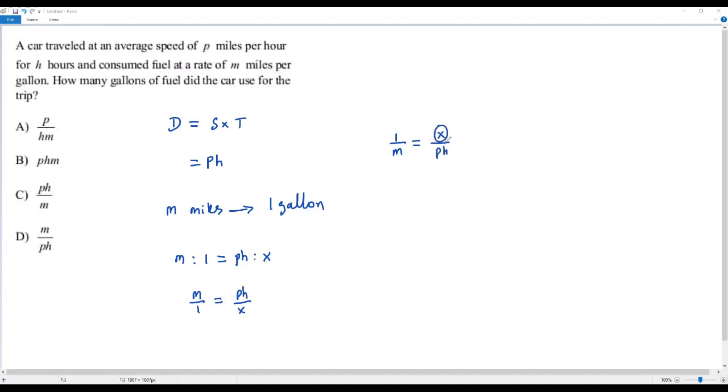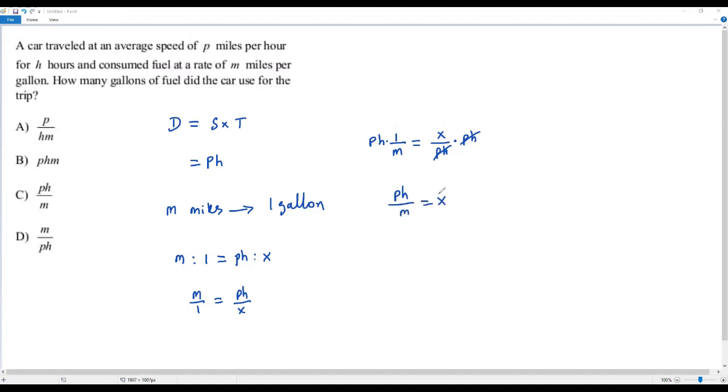Since we have to solve for X, we have to get rid of this denominator. For that we have to multiply both sides of this equation by PH. When I do so, this PH will cancel out. Okay, here we can multiply this fraction by this PH. That is, we have to multiply PH and the numerator 1 over here. PH times 1 is PH. That is PH over M equals X.